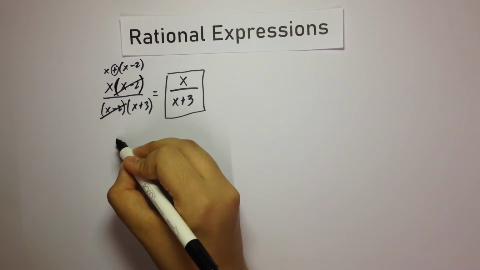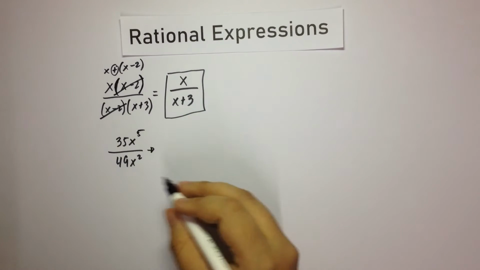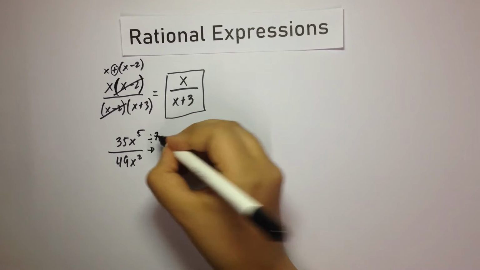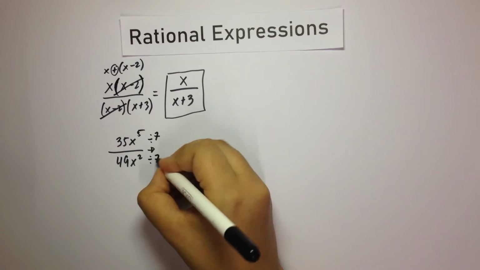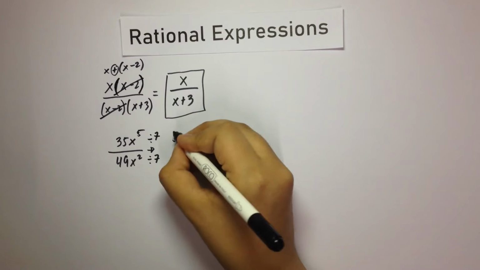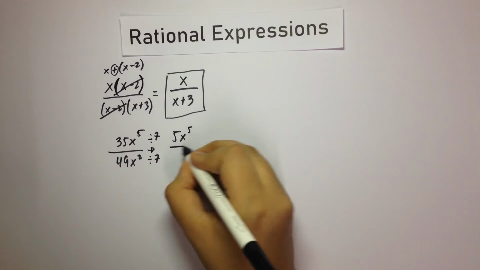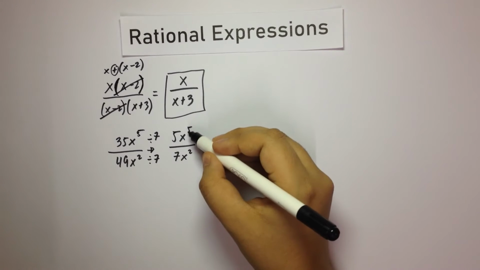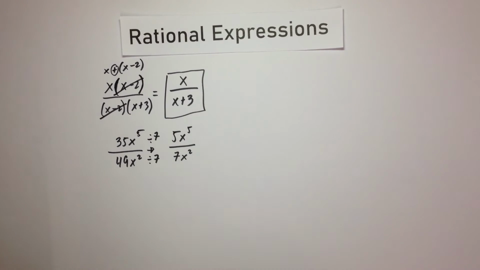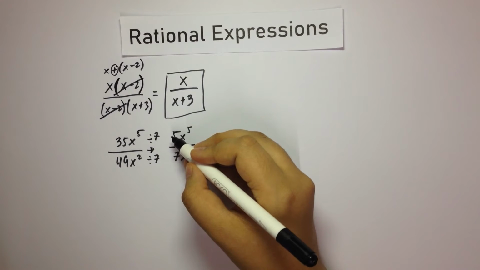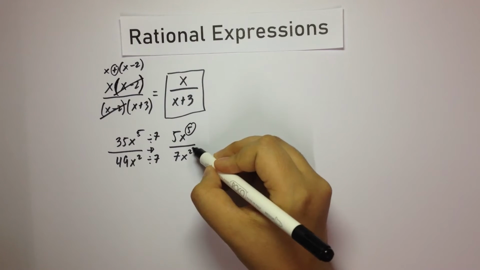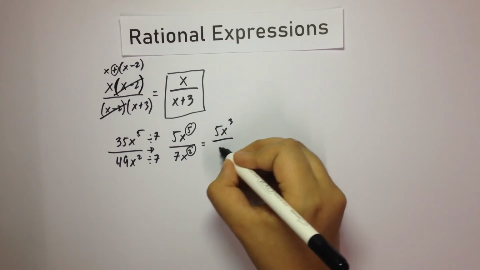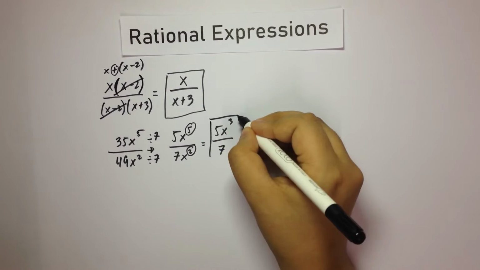Another example would be 35x to the fifth over 49x squared. This can be simplified. A common factor that we can divide both by is 7. So divide by 7. 35 divided by 7 is 5. Copy x to the fifth. 49 divided by 7 is 7. Copy the x squared. We can also factor the variables, x to the fifth and x squared. When dividing with a common base, you must subtract the exponents, 5 and 2. So when you subtract them, it would be 5x cubed over 7. This would be the final answer.